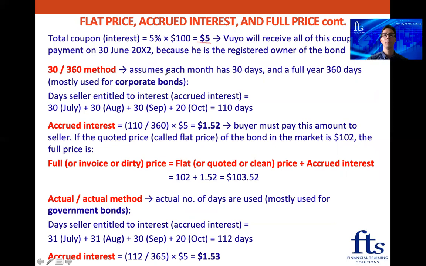So now we assume that each and every month has 30 days, even if it doesn't, and the full year has only 360 days. And we mostly use these for corporate bonds.